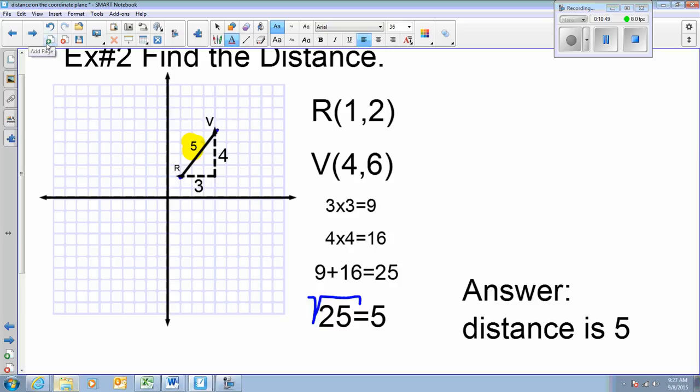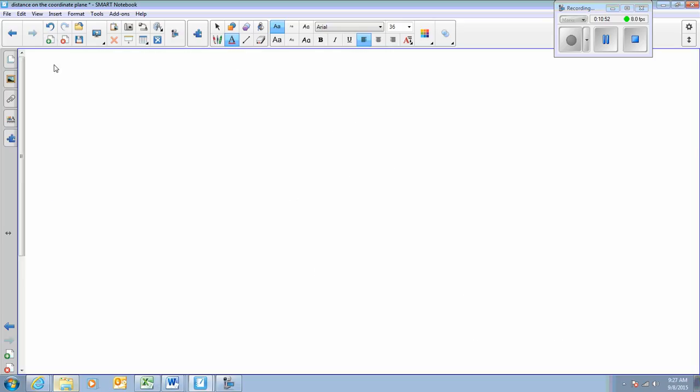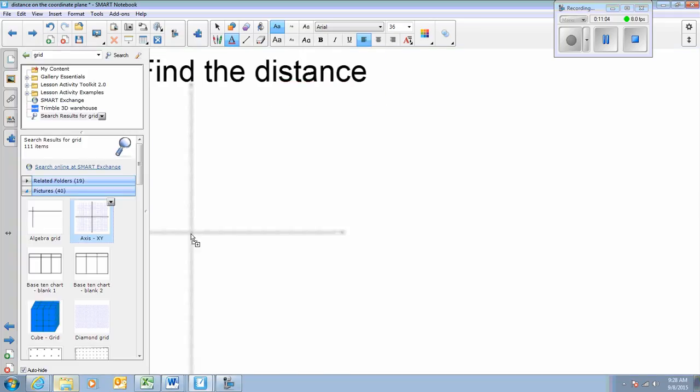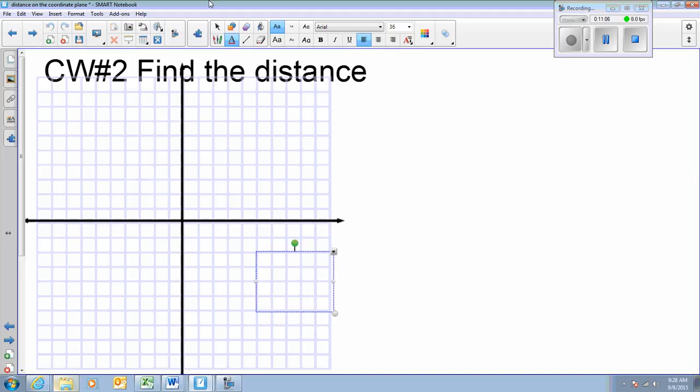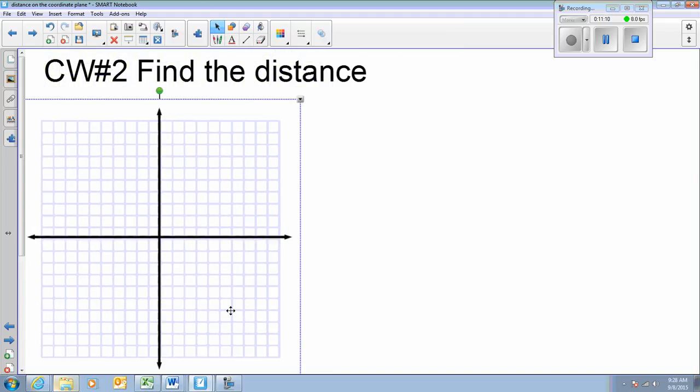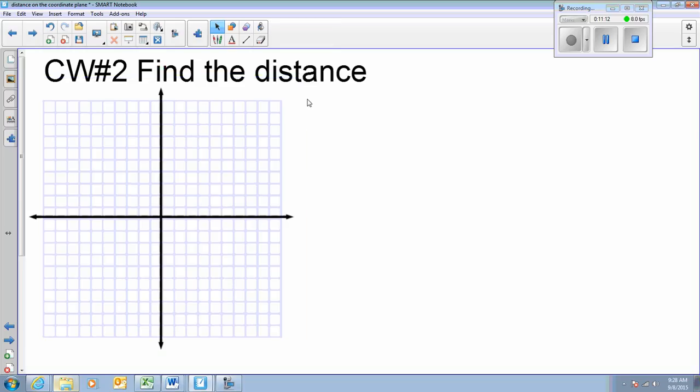Now we're gonna try classwork number 2. Classwork number 2. Again, as always, it'll say find the distance. All right, so this time let's pull this. Obviously, we'll do this on the grid in a second. So let's say we have 2 points. This time I'll use points C and D.